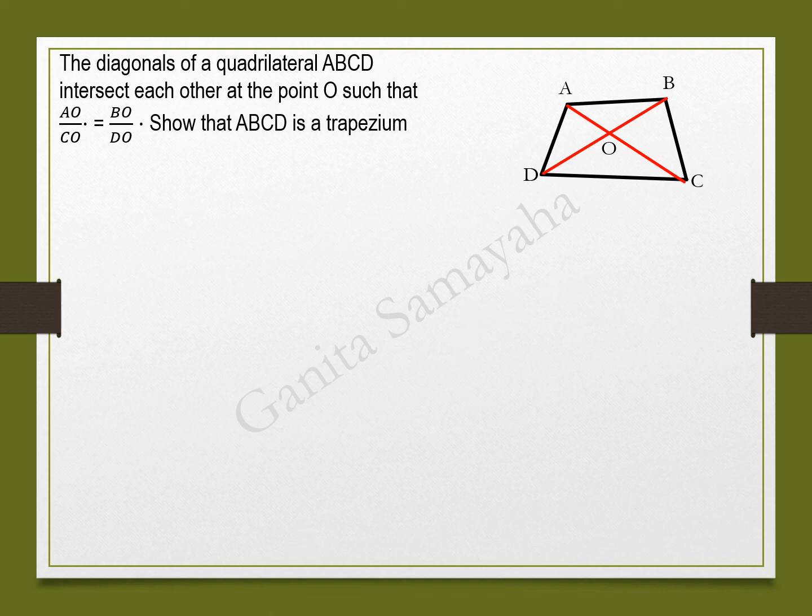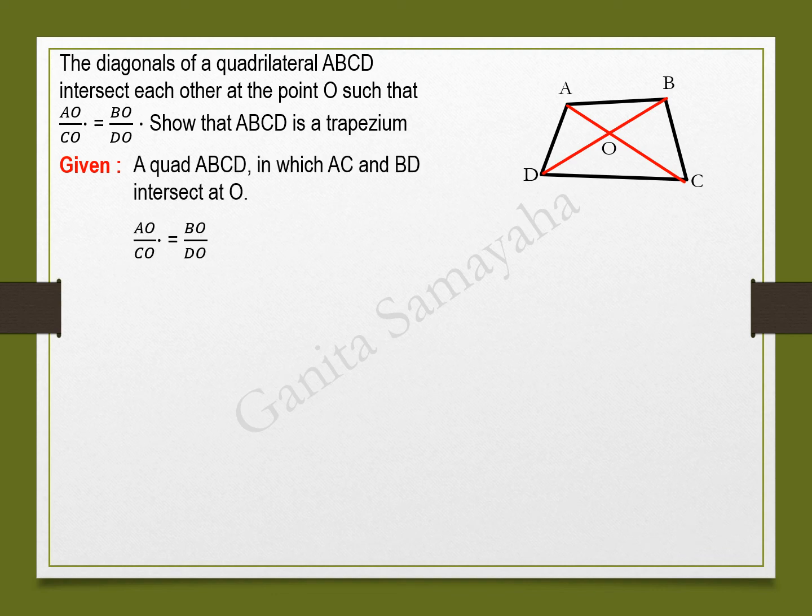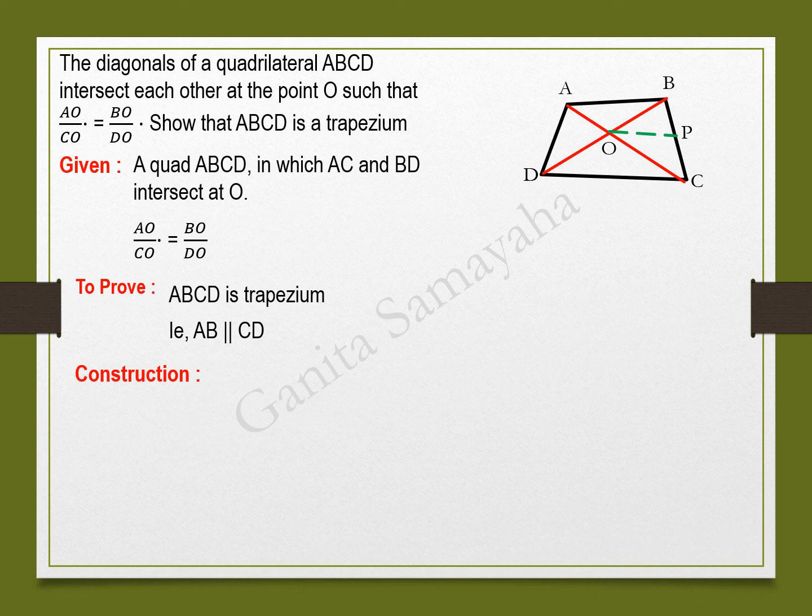So what are we given? We are given a quadrilateral ABCD such that AC and BD intersect at O so that AO by CO equal to BO by DO. What are we asked to prove? ABCD is a trapezium. That means we have to prove that AB is parallel to CD. Now, let us consider this triangle BDC. So we have got BO by OD, that part, isn't it, children? When we have this BO by OD, we will consider this triangle BDC, which means that we should have a line through O parallel to CD. So let us draw a line OP parallel to CD. So we can apply BPT from this triangle BDC. So what is our construction? Construction is through O, draw OP parallel to CD.